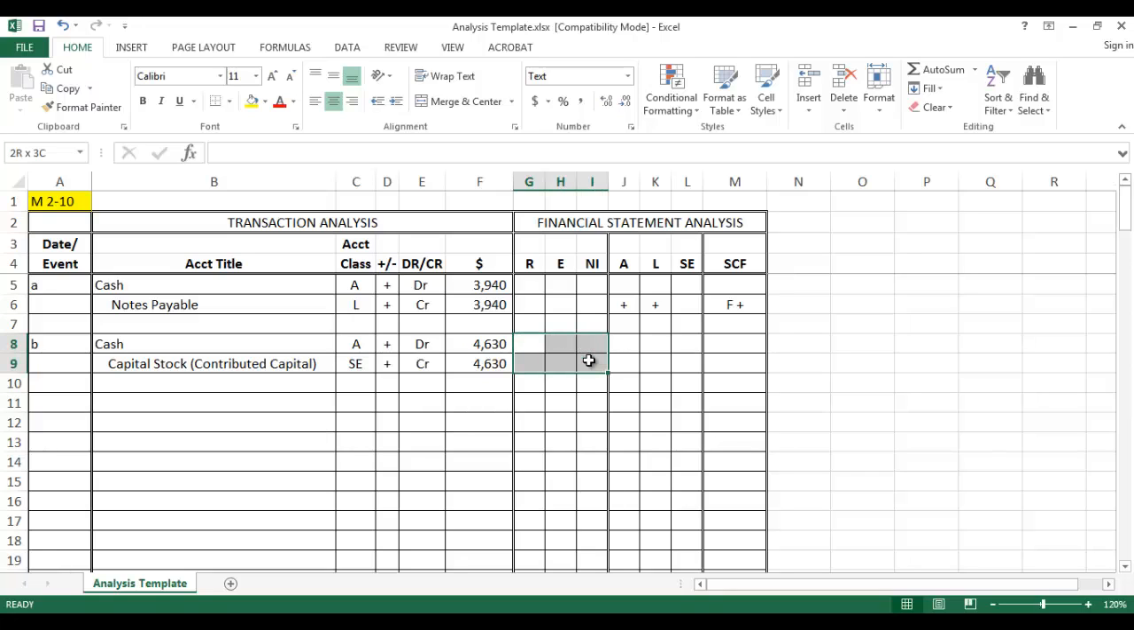Again, no effect on my income statement accounts. I've only affected an asset and an equity account, so nothing happens on the income statement. On the balance sheet, my assets have increased, as has my stockholders' equity. So I'm still in balance, right? Left side increases, right side increases by the same amount. And here again, from a statement of cash flows perspective, any issuing of new stock is a financing activity as well.